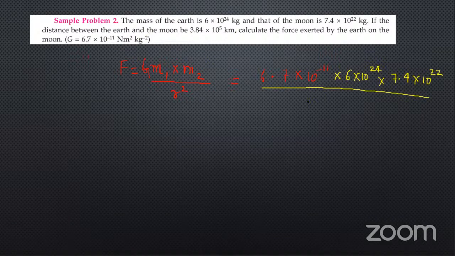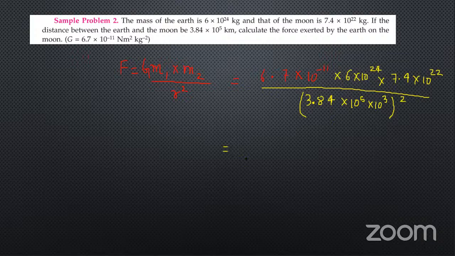So the distance is given to you as 3.84 into 10 to the power 5, but it is in kilometer. So which means you need to convert it into meter by multiplying by 1000, and then you have to square it because R square is there in the denominator. Now you have to calculate this force.